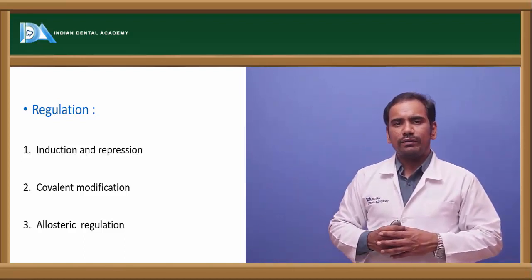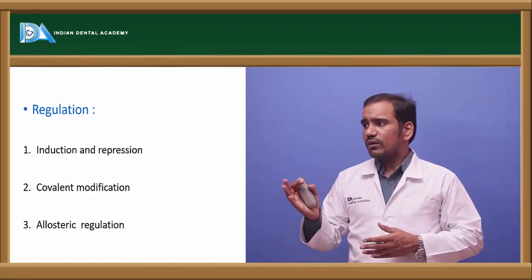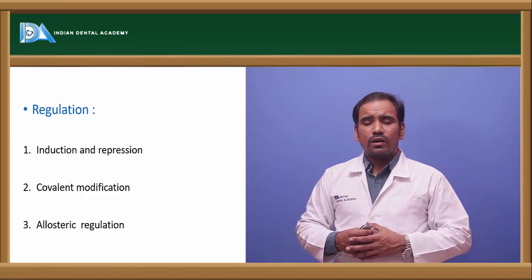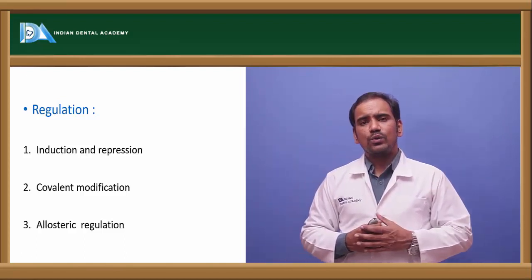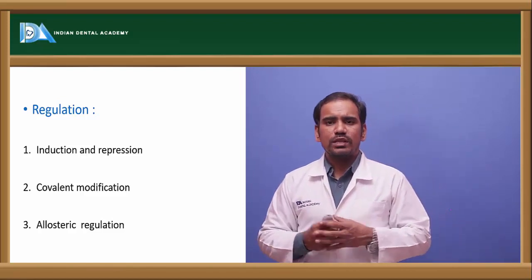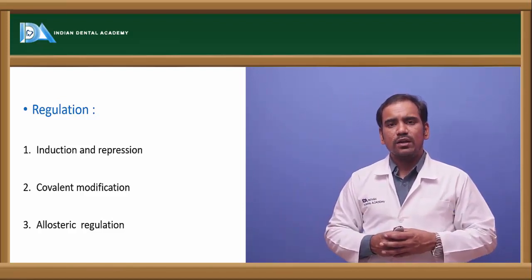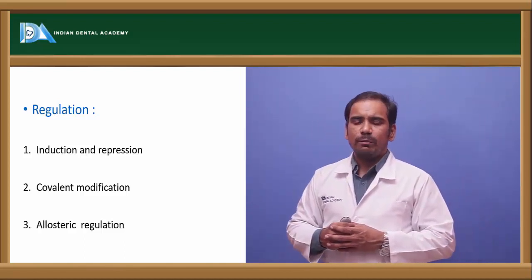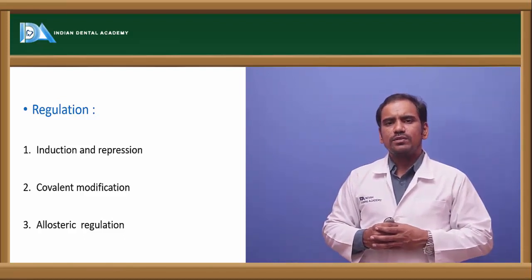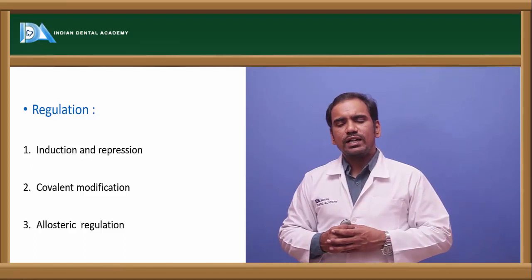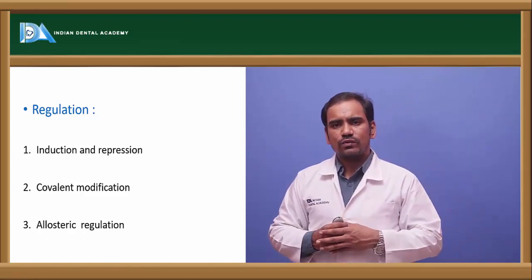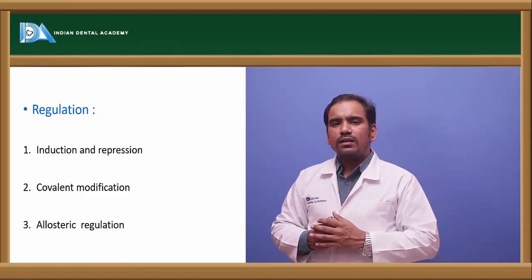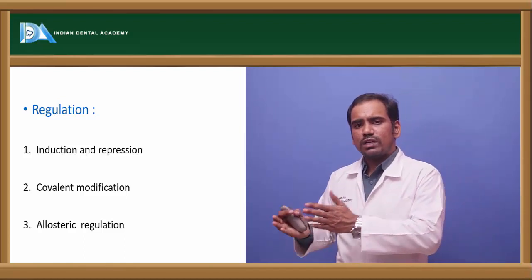Coming to covalent modification, here in the case of gluconeogenesis, there is one enzyme called phosphofructokinase 2 and fructose 2,6-bisphosphatase. These two enzymes are present on the same polypeptide chain, so we call it a tandem enzyme. Whenever the tandem enzyme is phosphorylated, the phosphorylation increases the activity of fructose 2,6-bisphosphatase, and whenever its activity increases, the concentration of fructose 2,6-bisphosphate decreases.